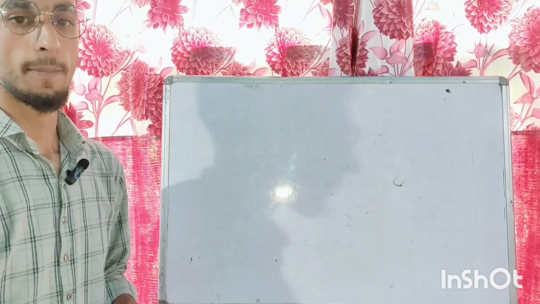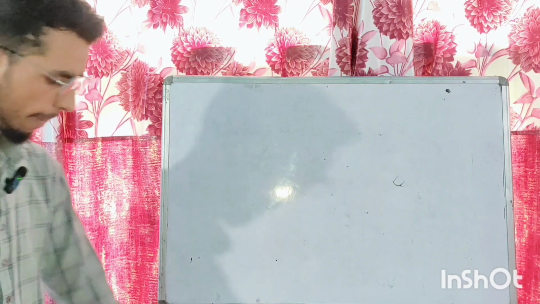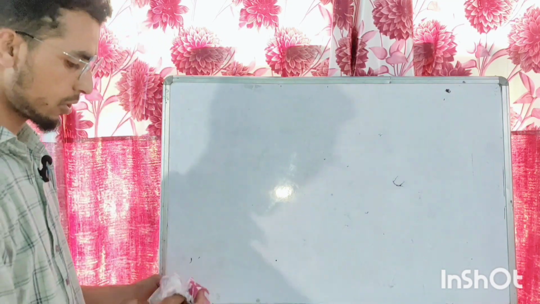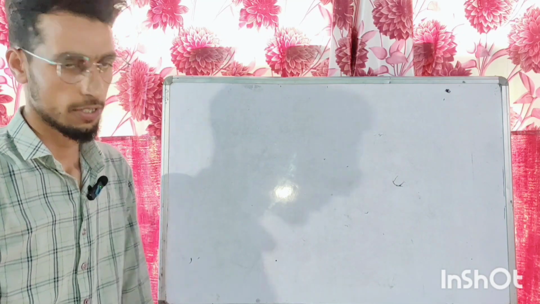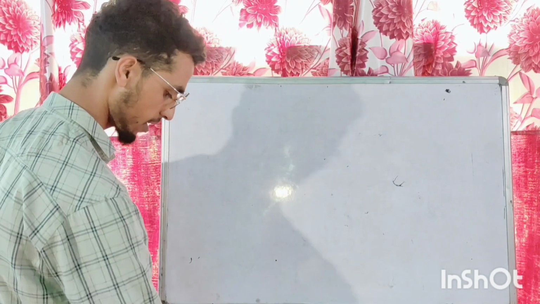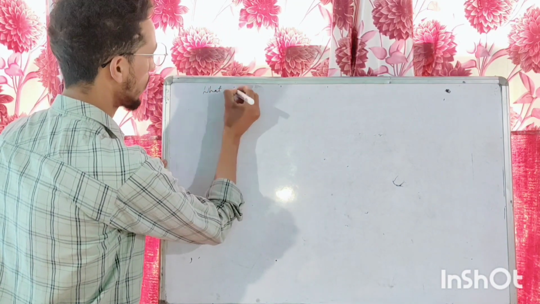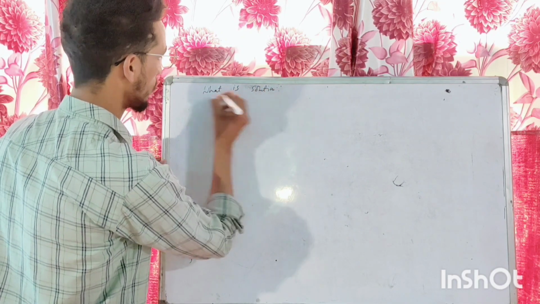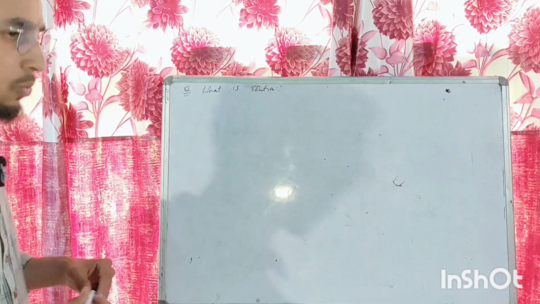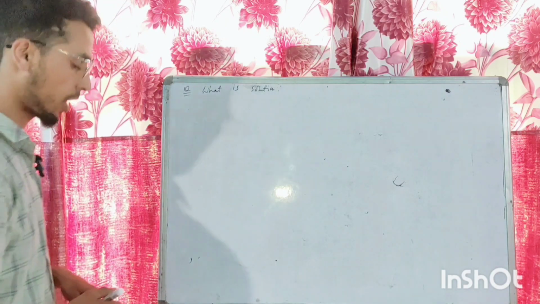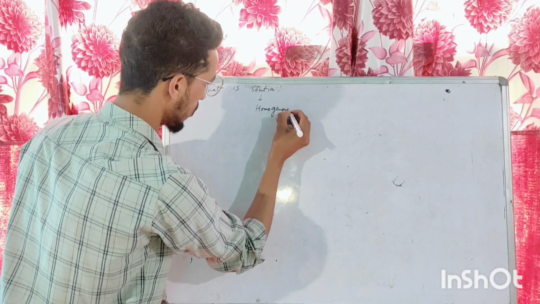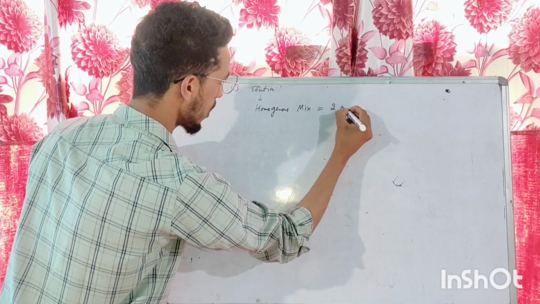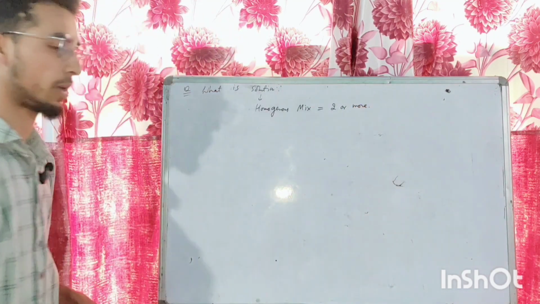Coming to our next and main topic, that is solution. Now in the solution, firstly we need to understand what the solution means, what is the solution and which type of mixture is the solution. So for understanding this, we will first write it. What is solution? So solution is a homogeneous mixture of two or more components. So it is a homogeneous mixture of two or more than two components.